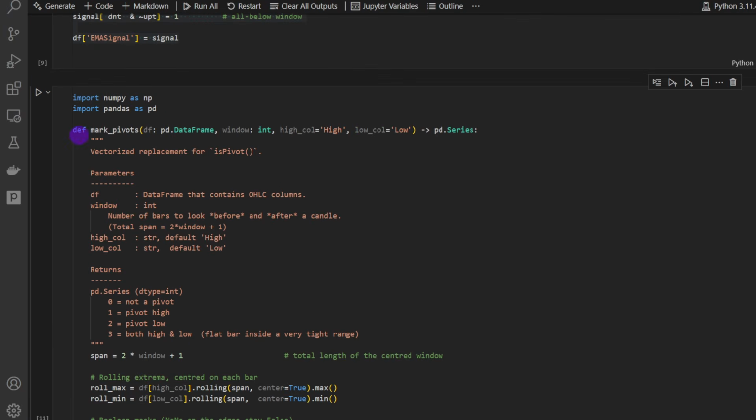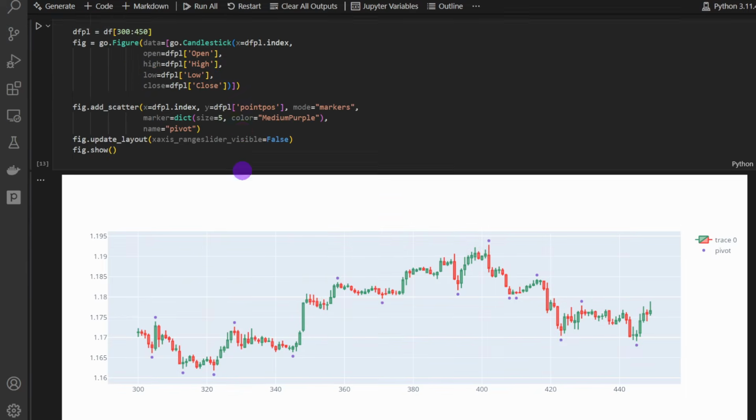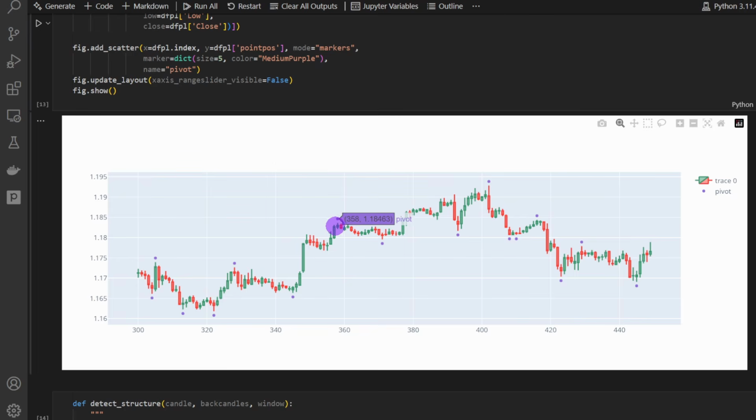And these are detected using this function, mark pivots, which takes a data frame, a window, and the names of the high and low columns. The reason it needs a window is that to detect a pivot point, we're going to compare the candle's high to the highs of the neighbors on the left and the highs of the neighbors on the right. If the high is higher than all of these, then this is a local pivot point. So that's a pivot high. Same thing for the pivot low.